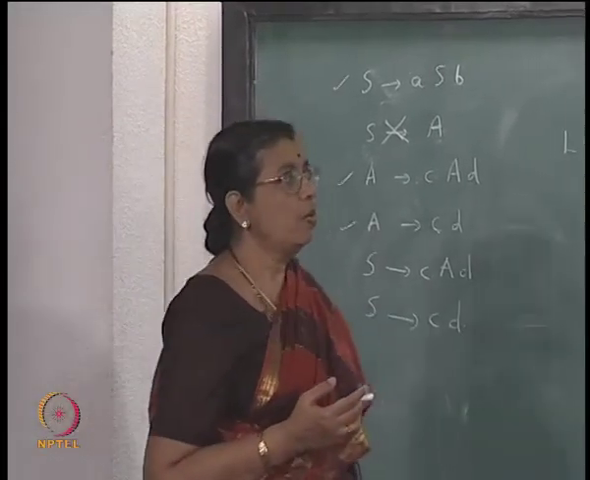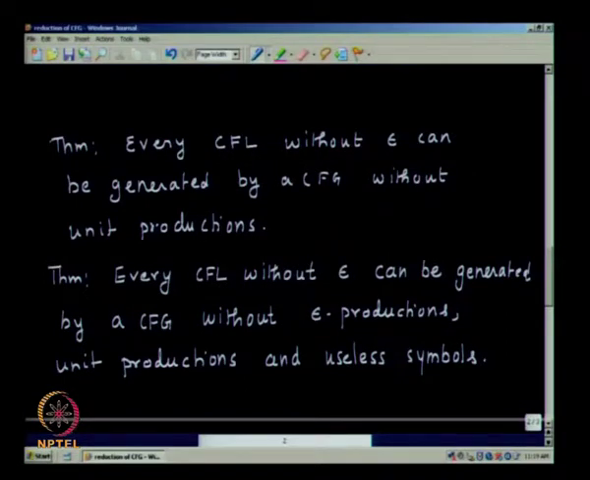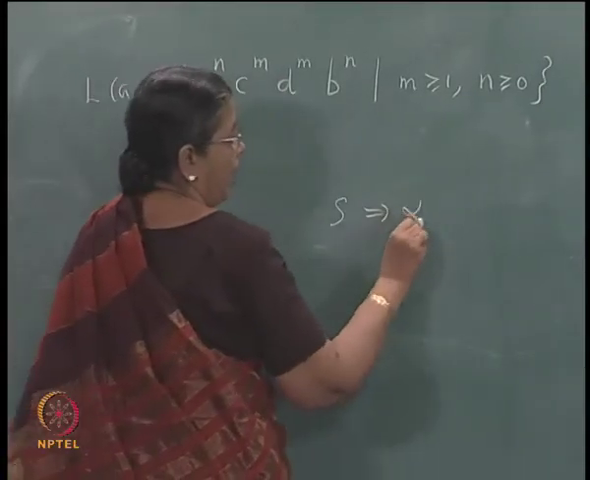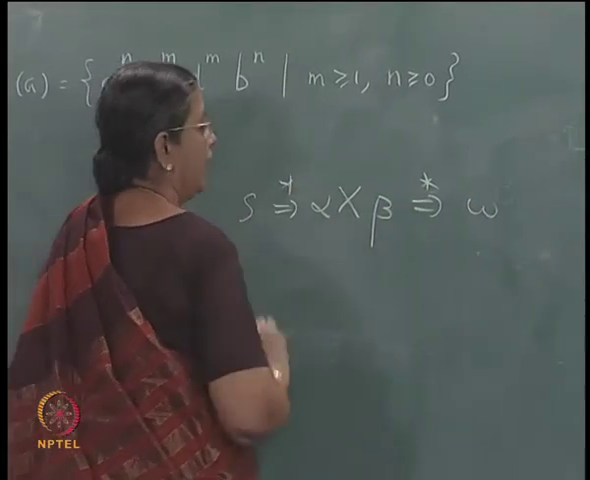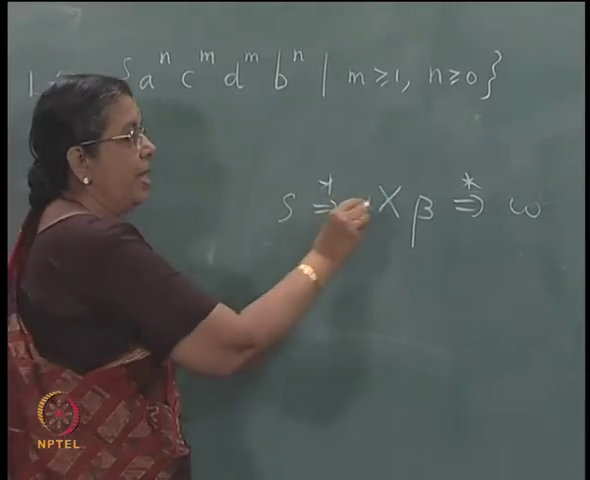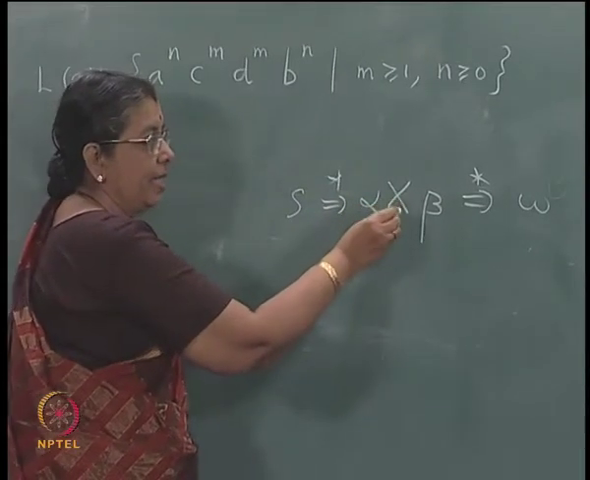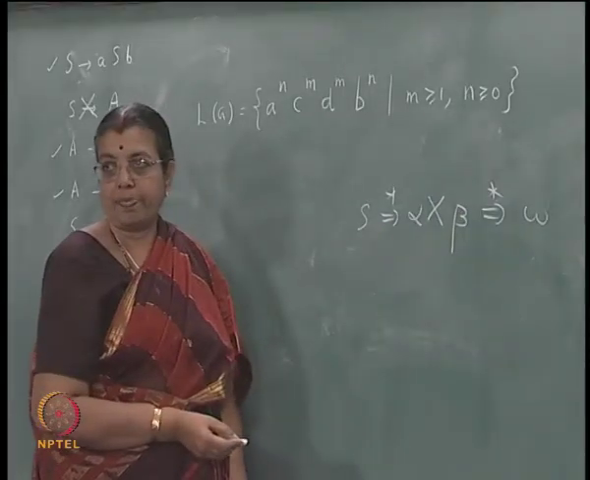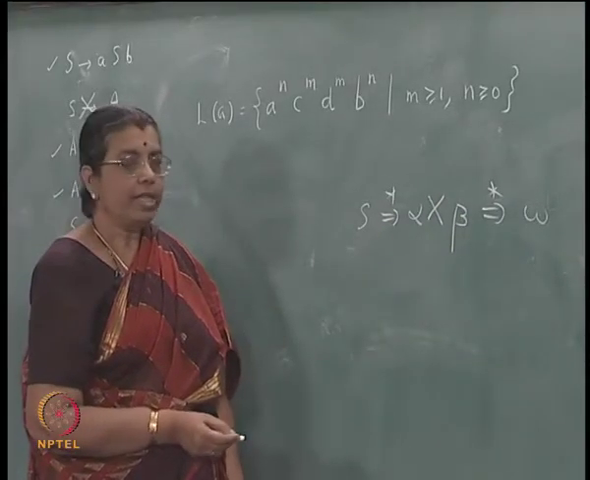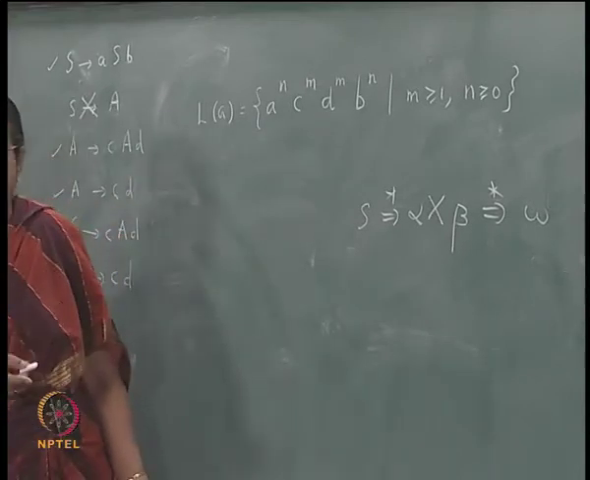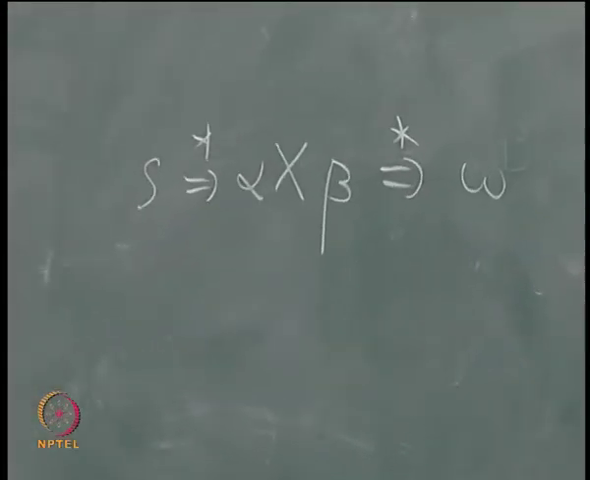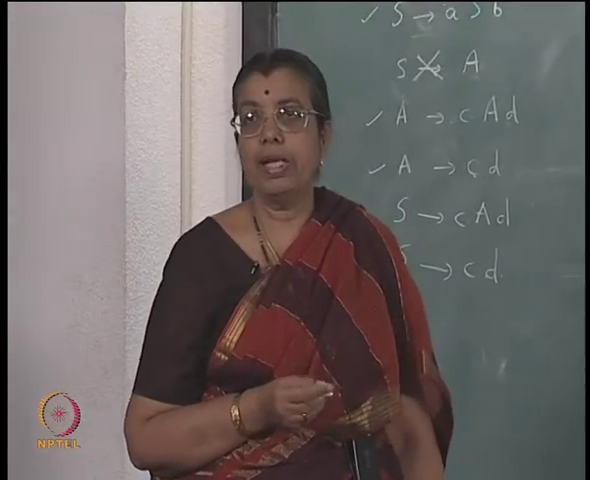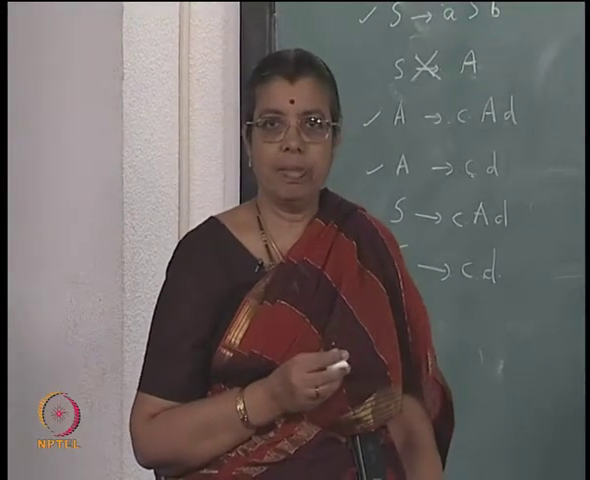So, we have seen how to remove the useless symbols, that is, every symbol x must occur in a derivation like this. From S you should be able to reach x, and then from x you should be able to derive a terminal string. So, for that we have seen how to apply 2 lemmas, lemma 1 and lemma 2, and you have to apply them in that particular order. The first one, make sure that from every non-terminal a terminal string is derivable. The second one, make sure that every symbol is reachable from S.